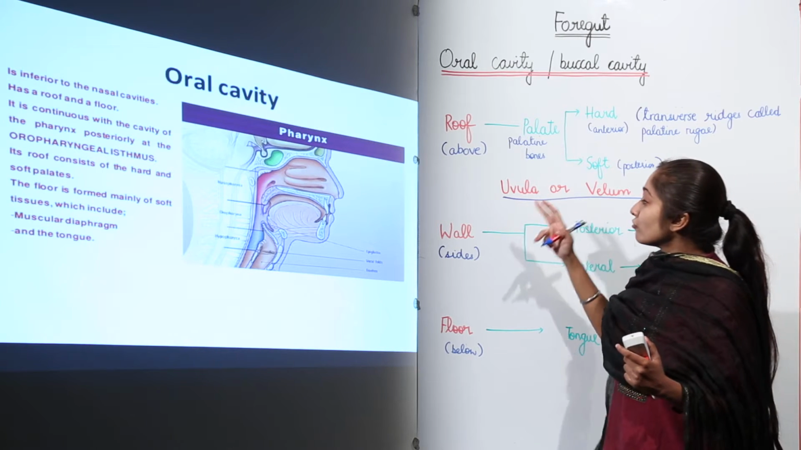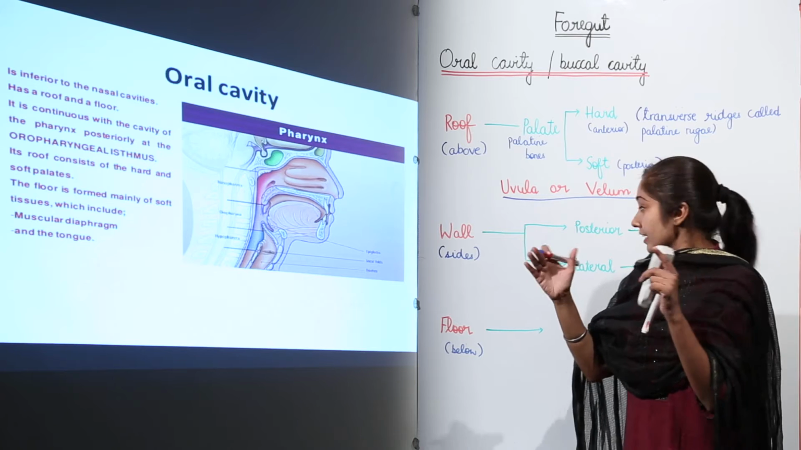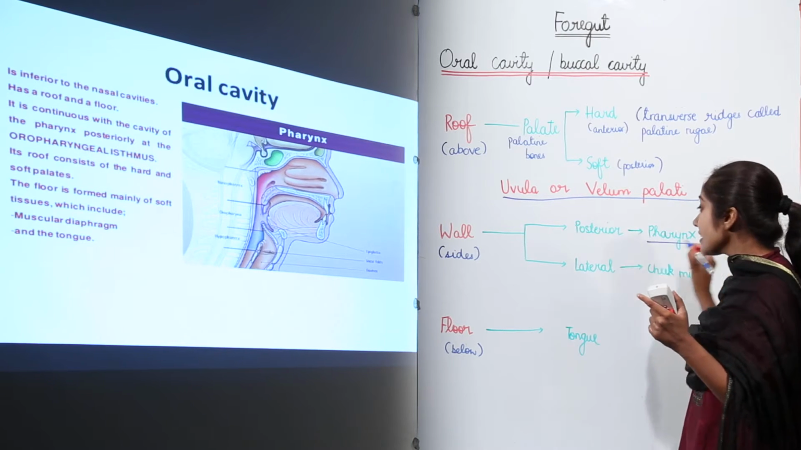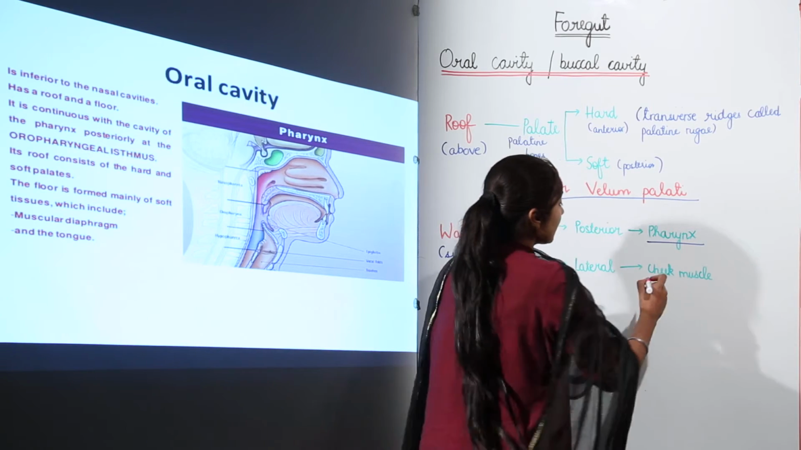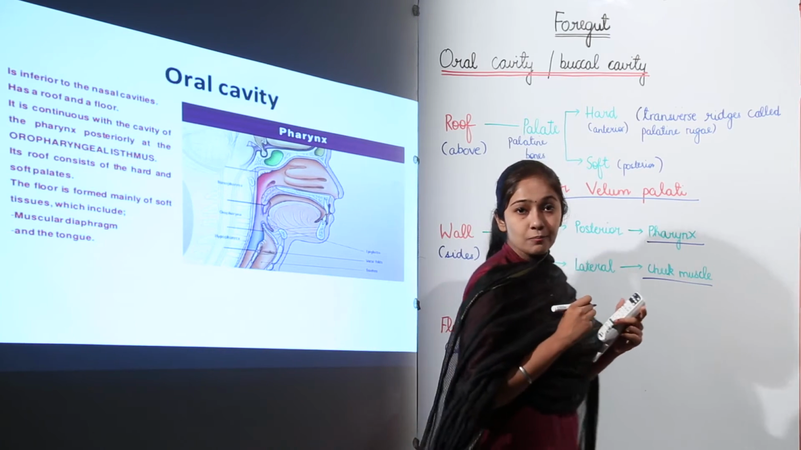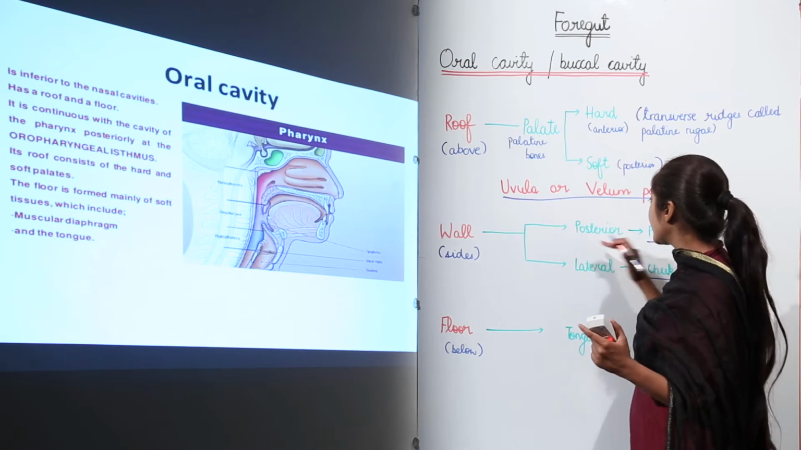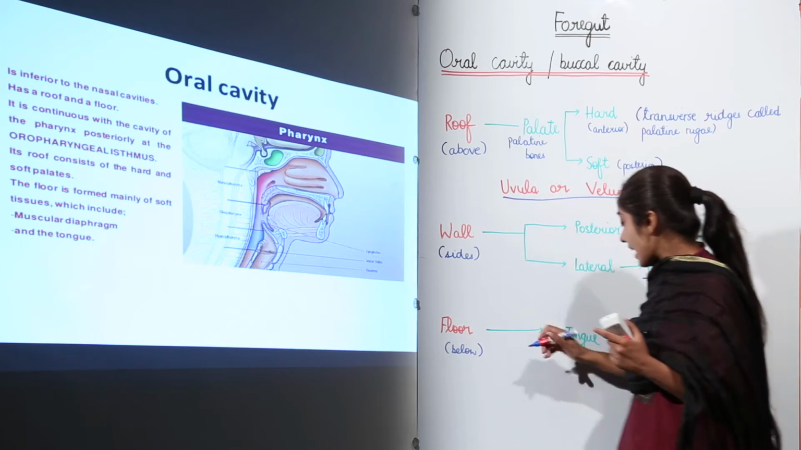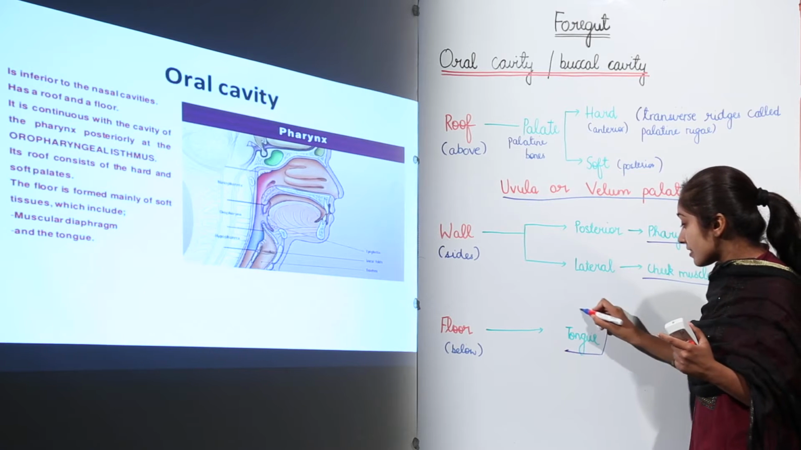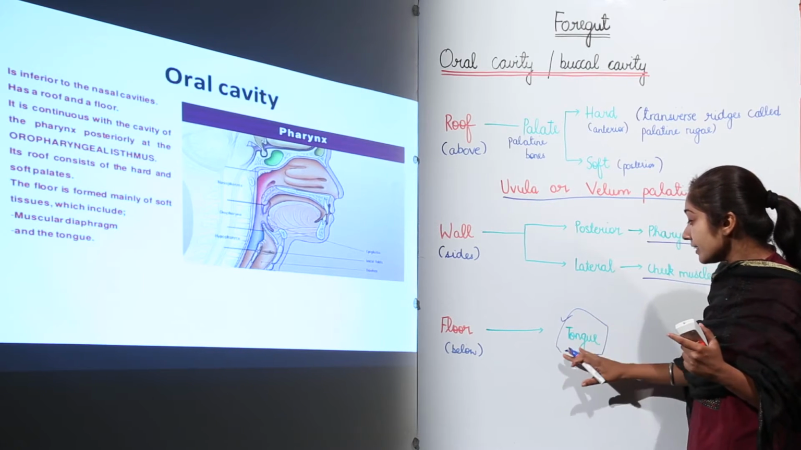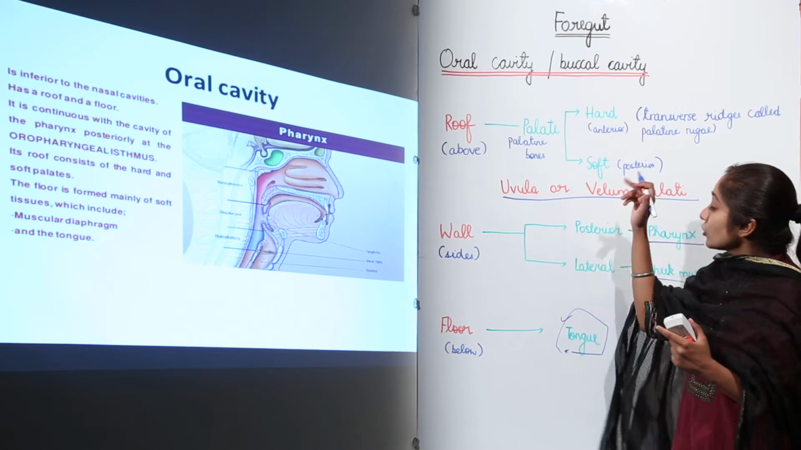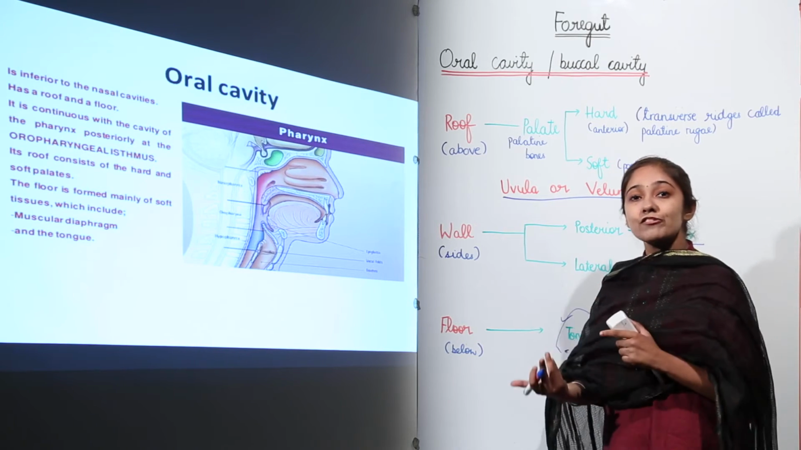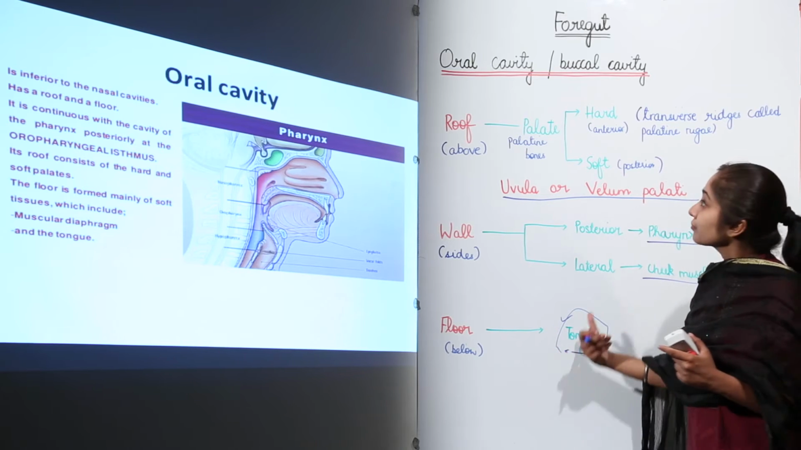Then moving on to the wall means the sides. Now throughout the sides, the posterior wall is actually leading to the pharynx and the lateral wall is leading to the cheek muscle, right? Just remember the names because we are going to discuss these parts separately. Then floor is actually made of this, it has what? It has the organ, that is tongue, right? So this is muscular, we can say the floor has a muscular diaphragm and tongue.